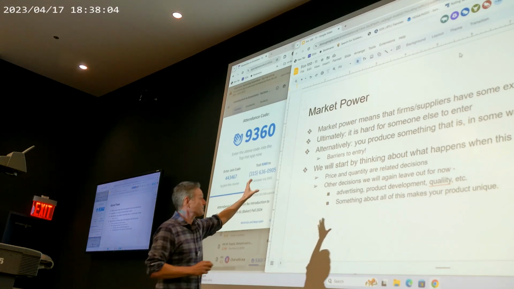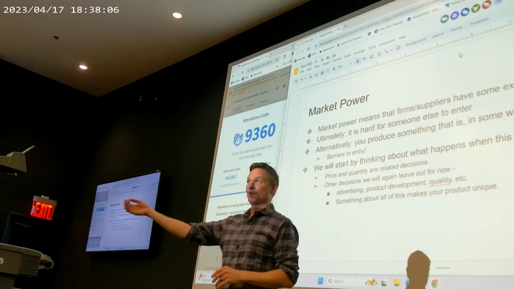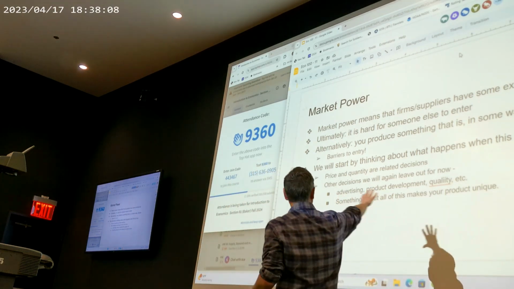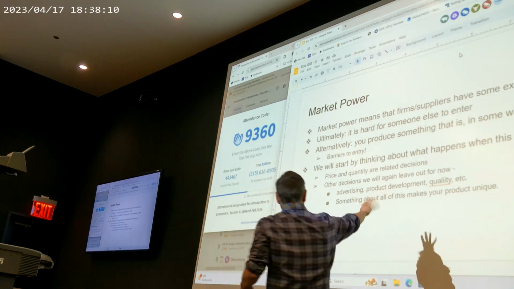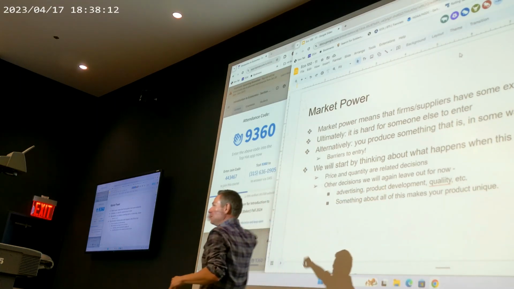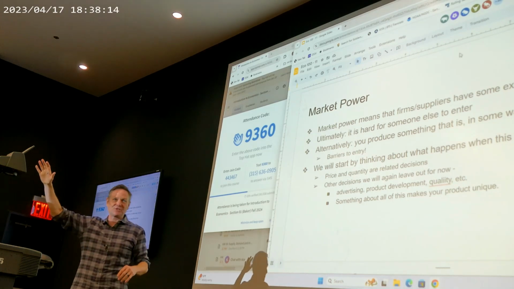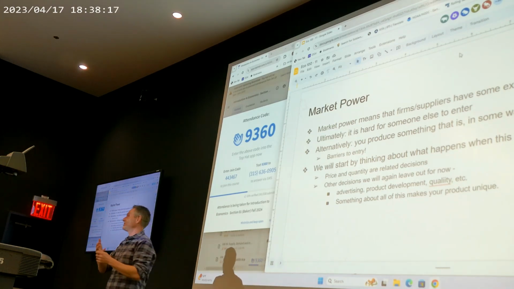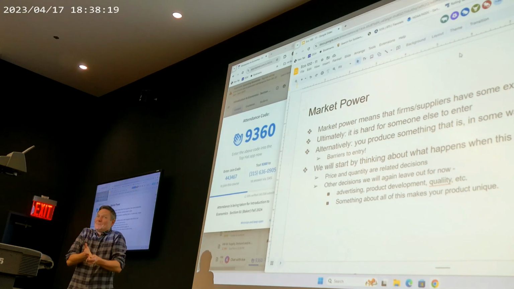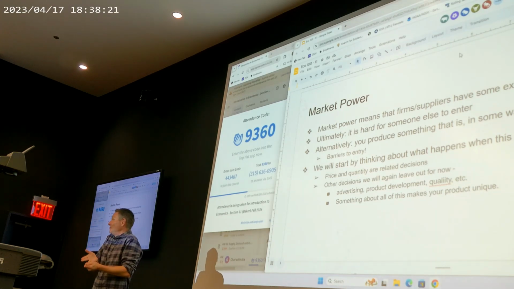But for now, that'll lead to the general theory of monopoly. For now, however, what we're going to do is think about what happens when a firm has market power and just that. So once again, we're leaving aside advertising and product placement and all those things. What just happens when you get market power? How does that change how you behave?